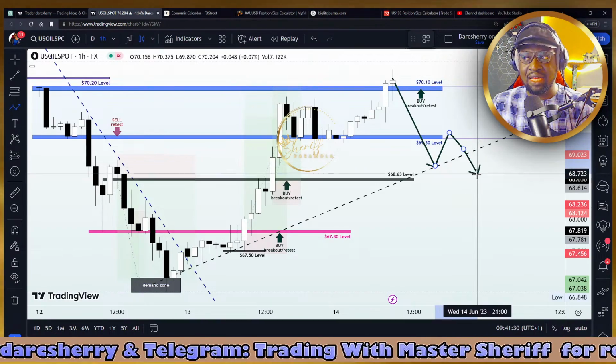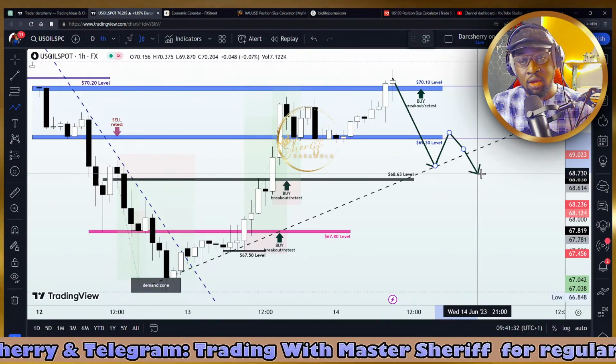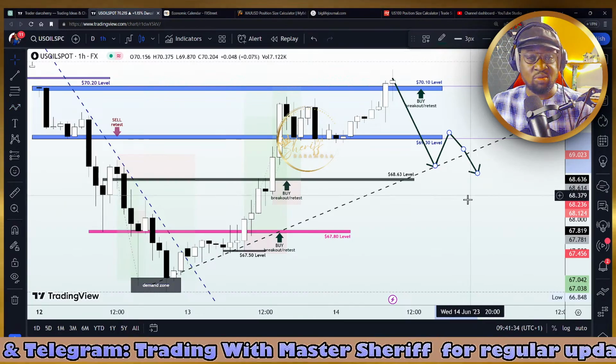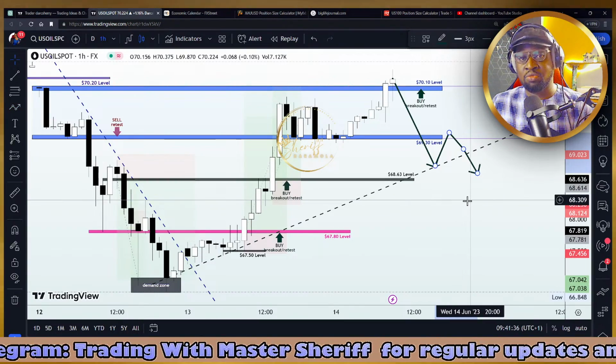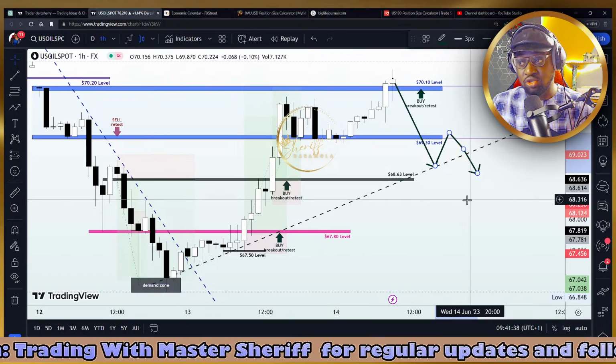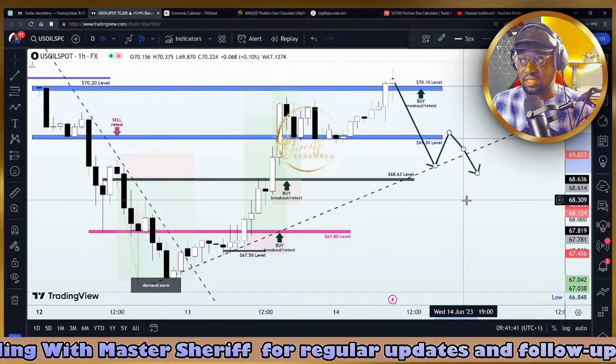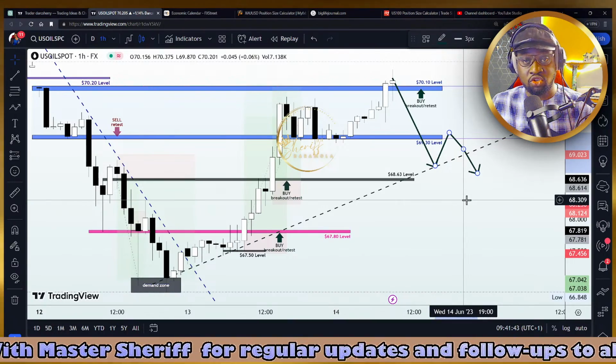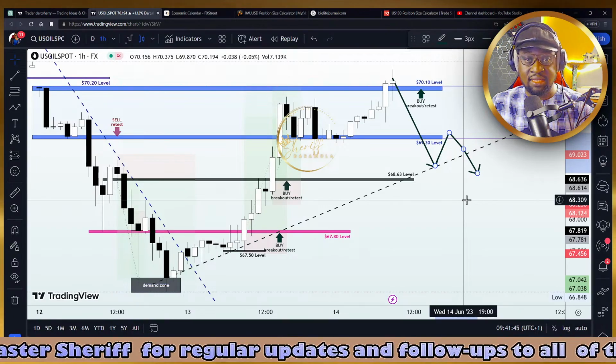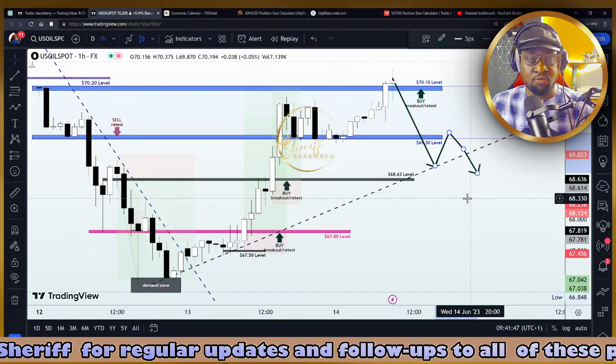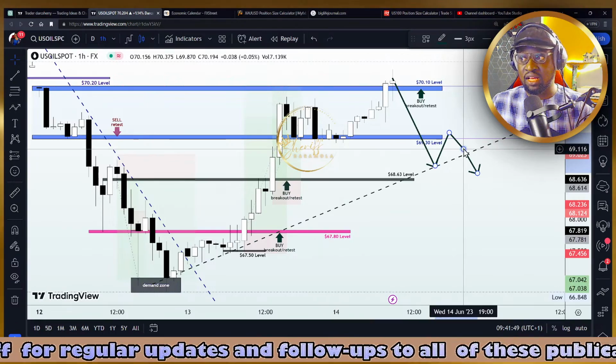But if price breaks down the trend line, then at this point we will start considering selling, as this will be the first time price action will be breaking down that trend line this week. So if that happens, we want to start considering selling, looking out for a retest of structure in our lower time frame to join a sell-off in the market.